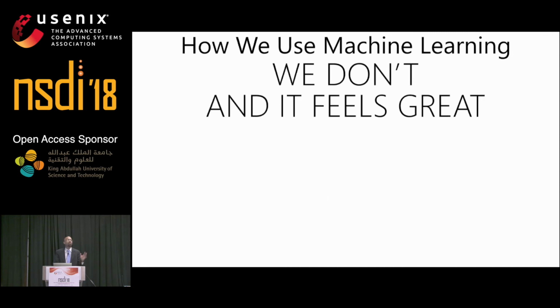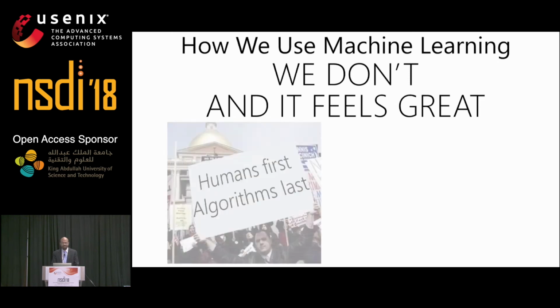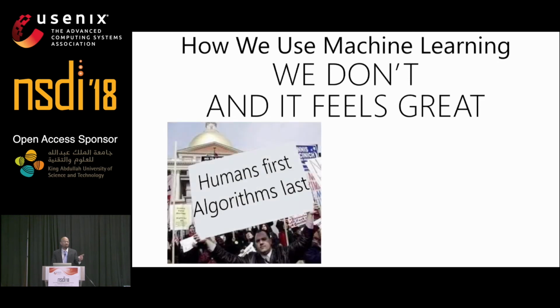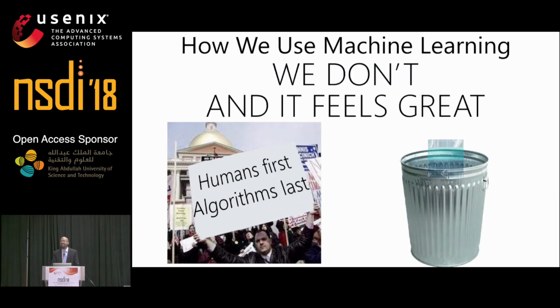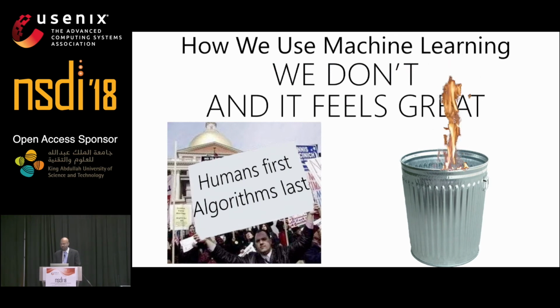We don't, and it feels great, okay? Because we're just smart. We do stuff with our brain, and it just works. So if you take one thing from this presentation, humans first, algorithms last. I'll be taking some machine learning textbooks after the talk, throwing them in a trash can, and setting them on fire. So that's what NSDI needs more of, book burnings. You heard it here first.